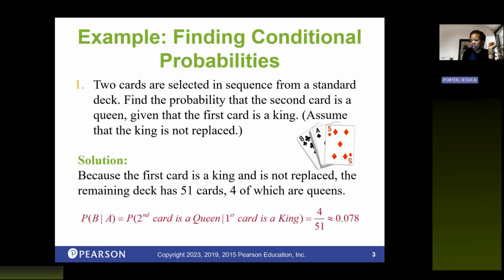All right. So we want to know the first card is a king and it's not replaced. So there's a king. There's 4 out of 52. Because the first card is a king and is not replaced, the remaining deck has 51 cards. 4 of those are going to be queens because the only thing you pulled from was kings. So that probability is 4 out of 51. So the probability that the second card is a queen, given that the first card is a king, is going to be 4 out of 51.